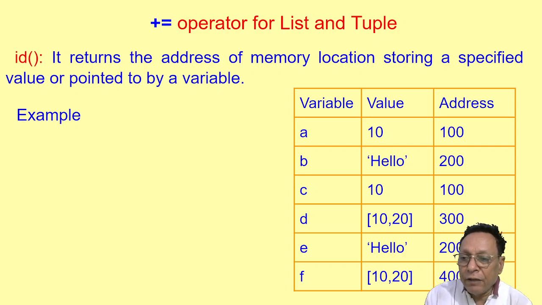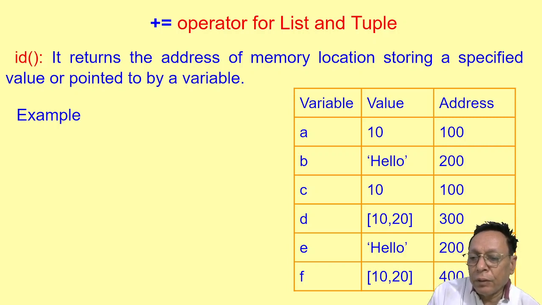Similarly, if B has the value hello, a string, and suppose its address in memory is 200, then the ID of B is 200. Similarly, C is a variable holding the same integer, so its address should be the same. The ID which A possesses, C will also possess, the same address in memory.